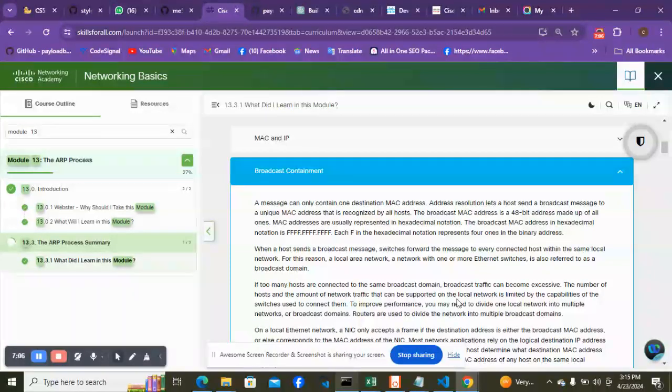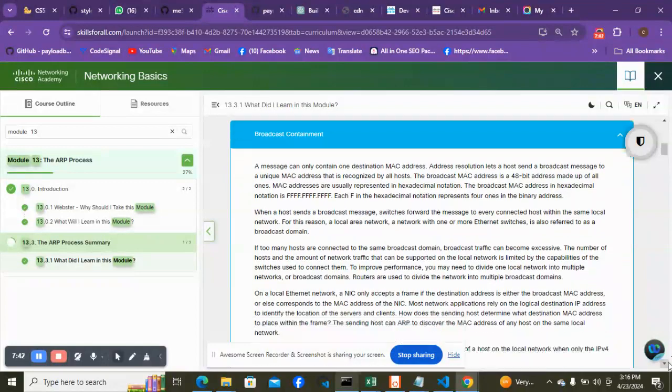For this reason, a local area network, a network with one or more Ethernet switches, is also referred to as a broadcast domain. So if too many hosts are connected to the same broadcast domain, broadcast traffic can become excessive. The number of hosts and amount of network traffic that can be supported on a local network is limited by the capabilities of the switches used to connect them. So to improve performance, you may need to divide one local network into multiple networks or broadcast domains. Routers are used to divide a network into multiple broadcast domains.